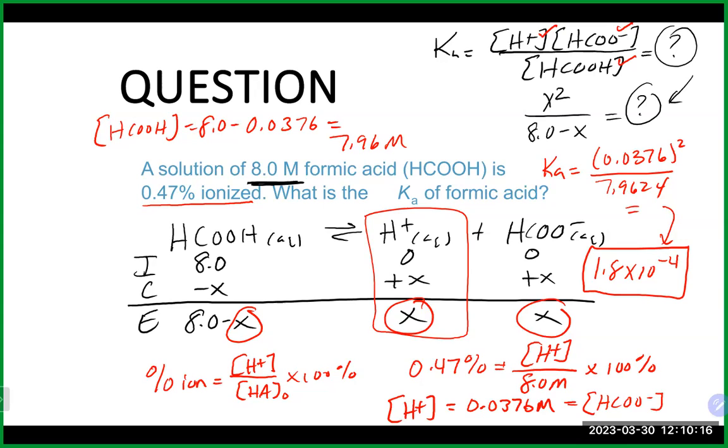So by using the percent ionization, we could back calculate, if you will, to figure out the change that occurred. And that also allowed us to calculate the equilibrium concentrations of everybody that was there. Questions on that? Yeah.